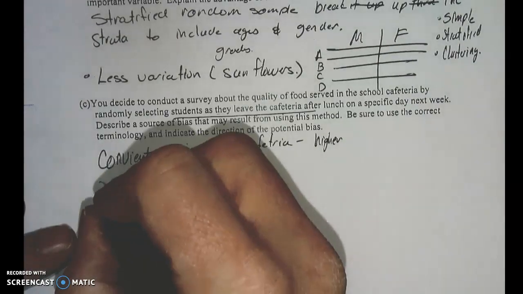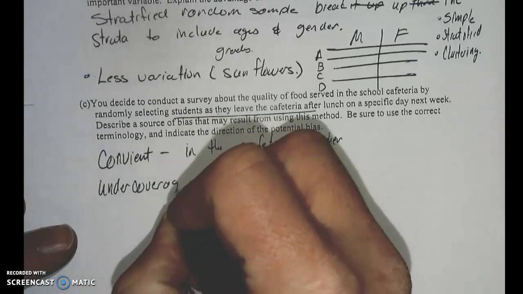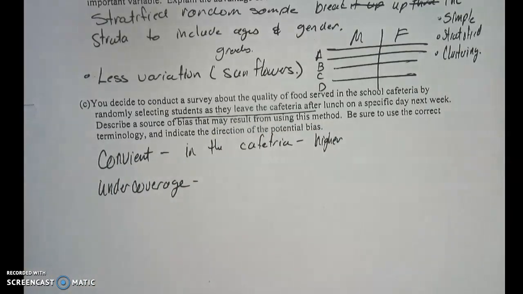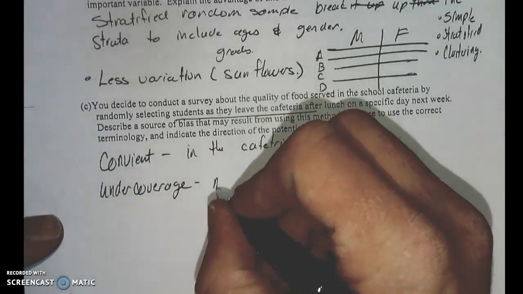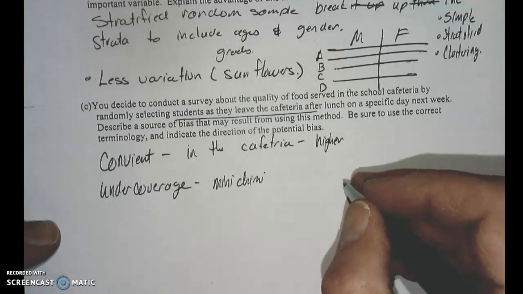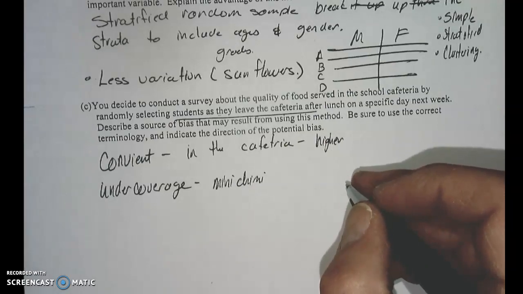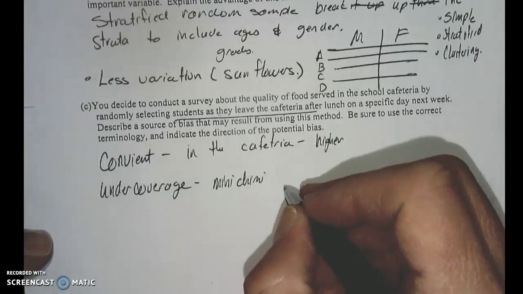How about undercoverage? That's another kind of bias. What would be the undercoverage? How about this? Maybe the cafeteria was selling mini chimis that day, right? Nobody wants to eat those things. You don't want to eat.